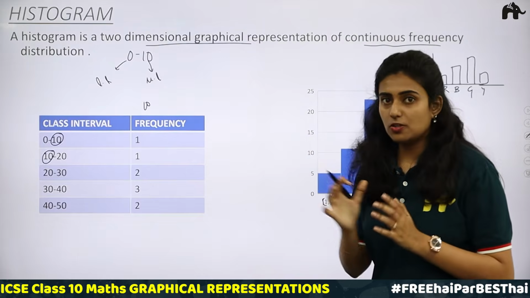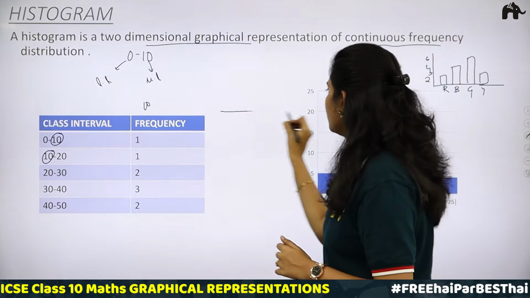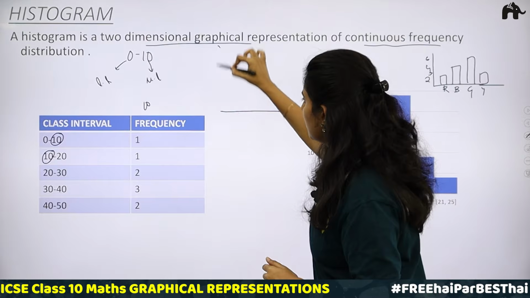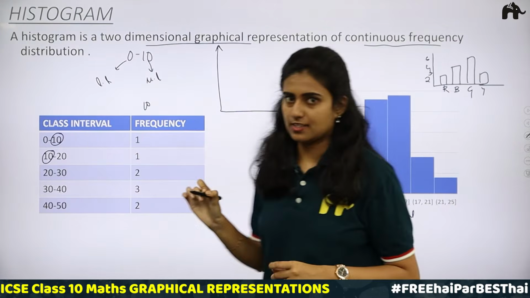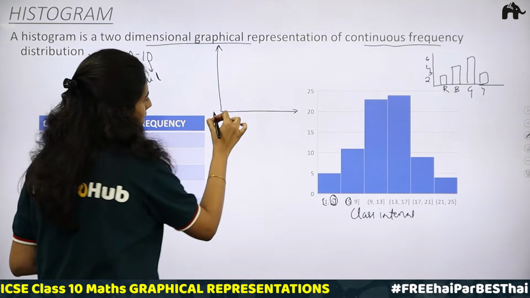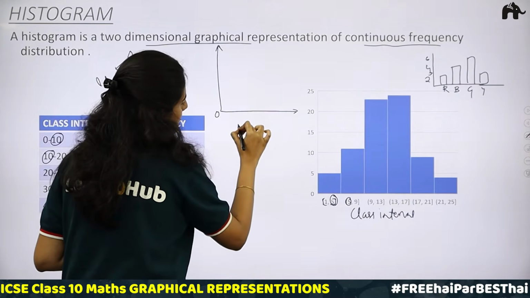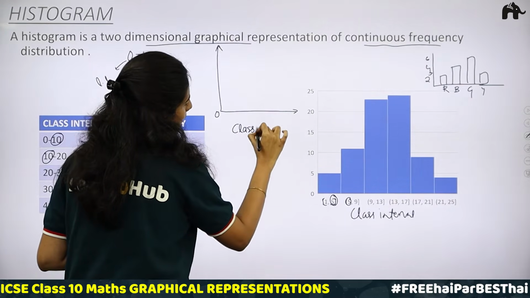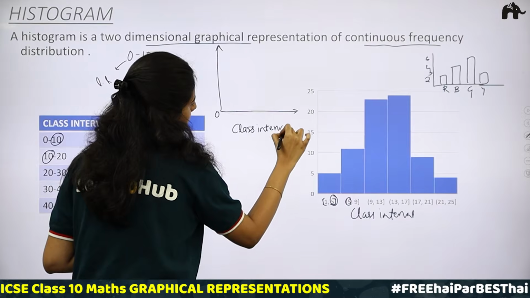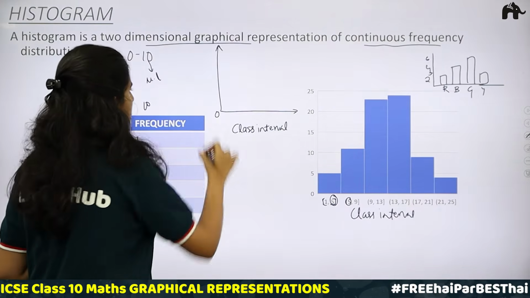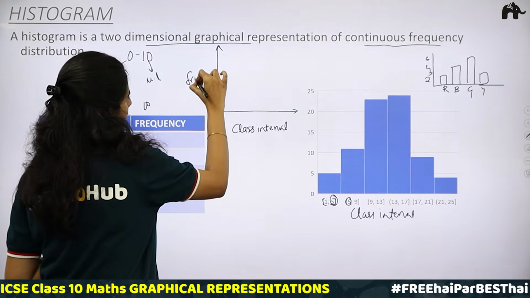In order to plot a histogram, you will have the x-axis and this is the y-axis. So mark the axes first, and this is the origin. On the x-axis we will be taking the class interval, and on the y-axis we are taking the frequency.